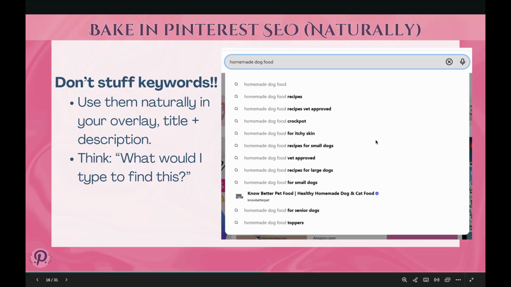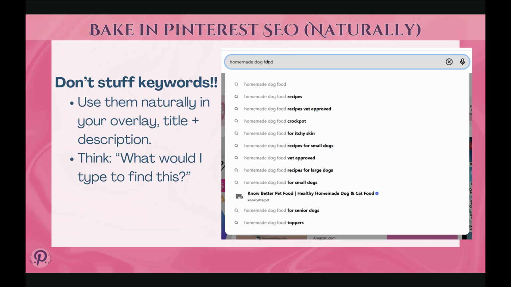Now, here is where strategy meets discoverability. We're going to bake in a little SEO completely naturally now, right? So, your headline should include your target keyword, but in a way that feels and sounds and is natural. Do not keyword stuff. So, what is keyword stuffing, right?